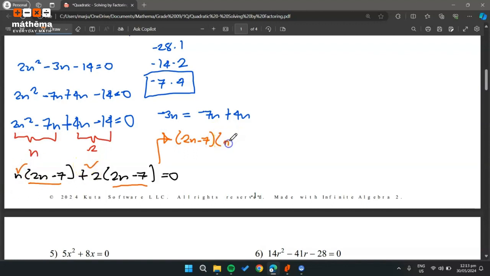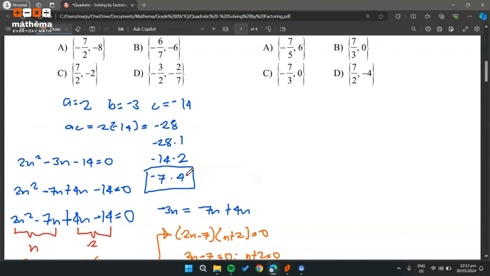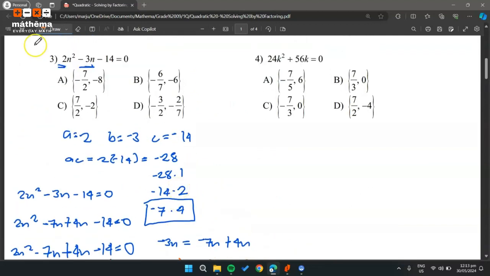So we have n plus 2 equals 0, and then solve for n, we will get 2n minus 7 equals 0. And the other one, we have n plus 2 equals 0. N equals negative 2. The other one is n equals 7 over 2. So which of the choices gives us this? That is actually letter C, right? 7 over 2 and then n minus 2. So number 3 is just letter C.